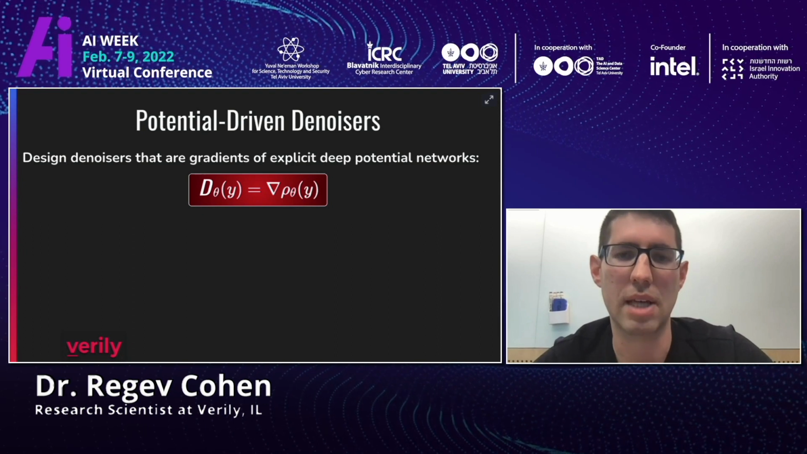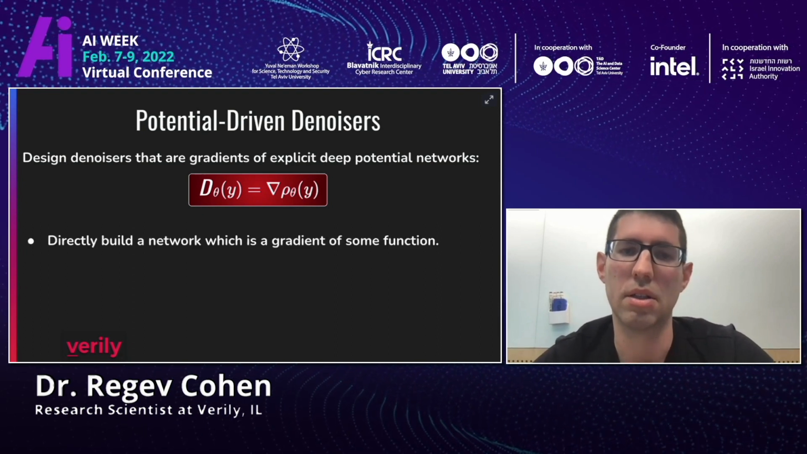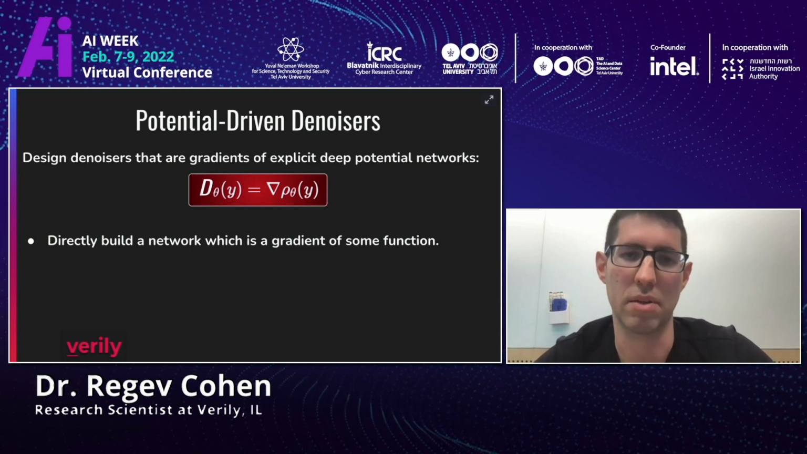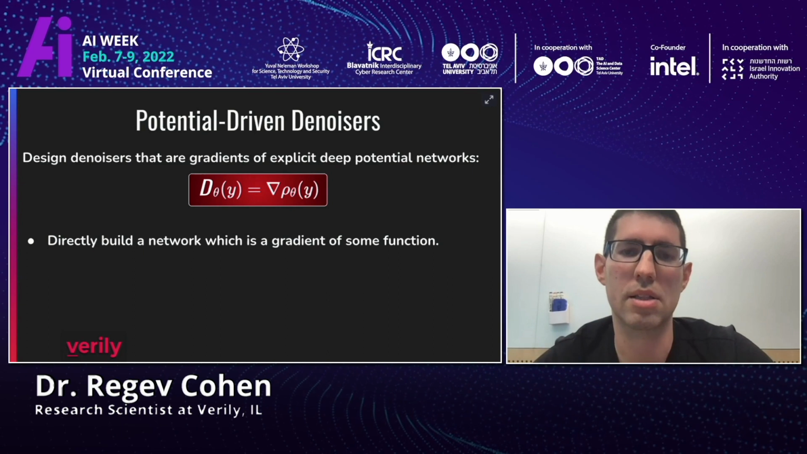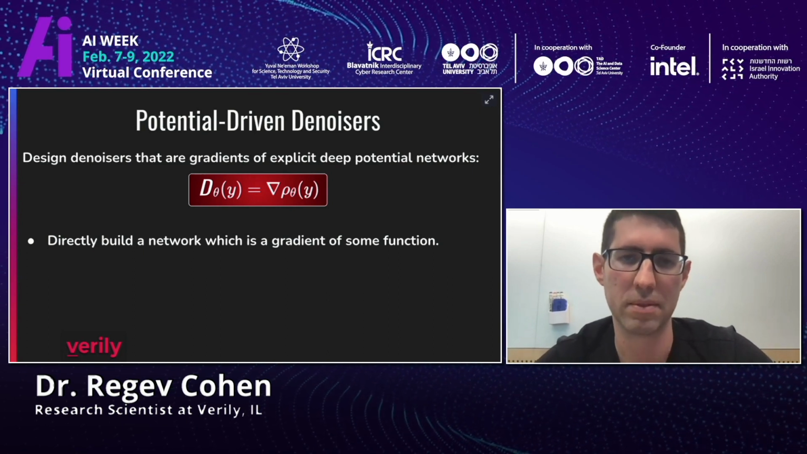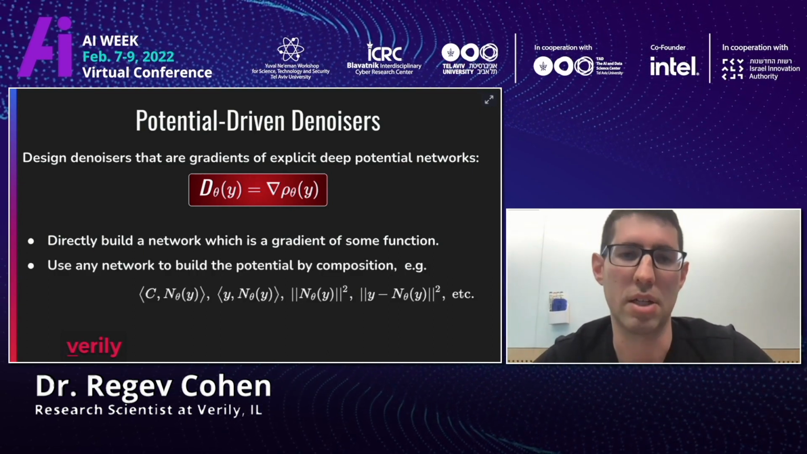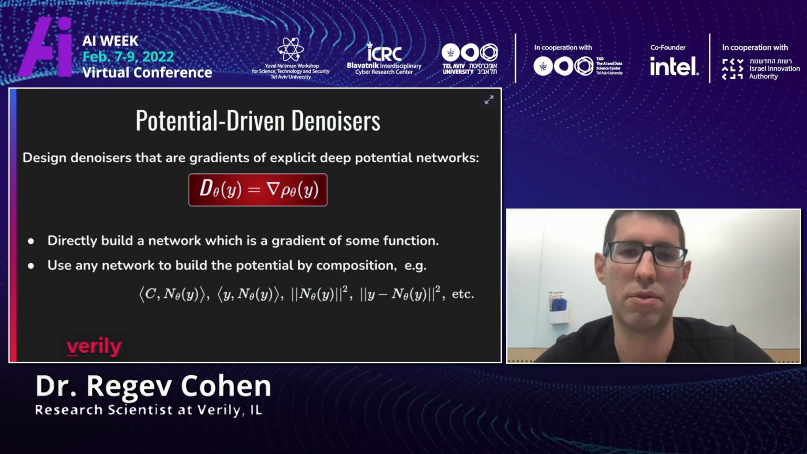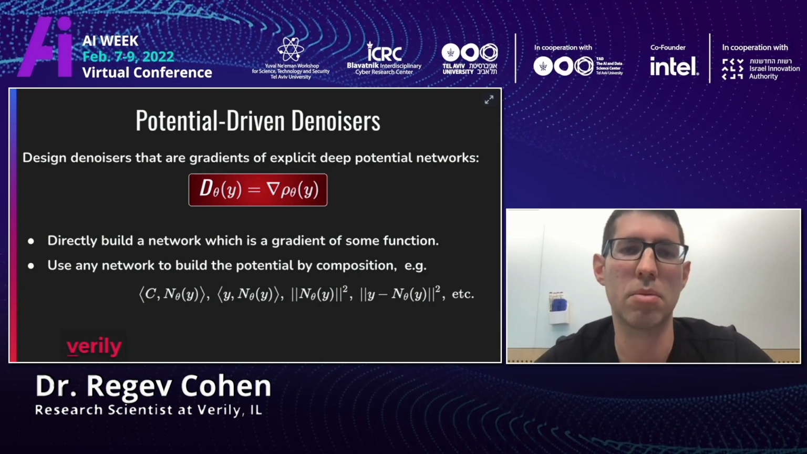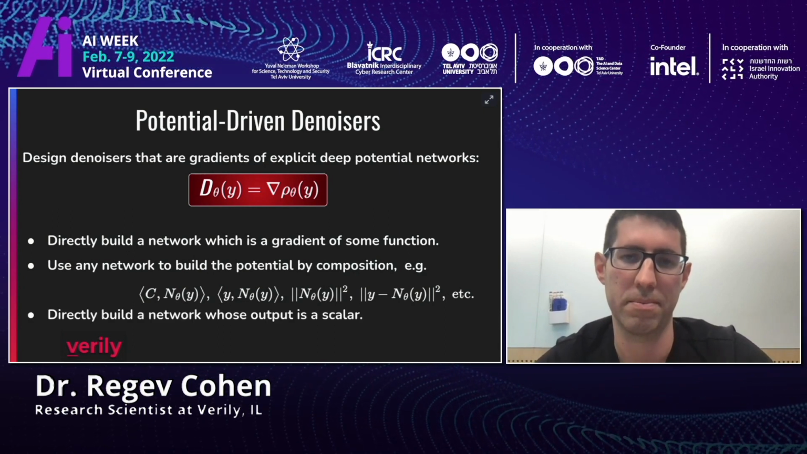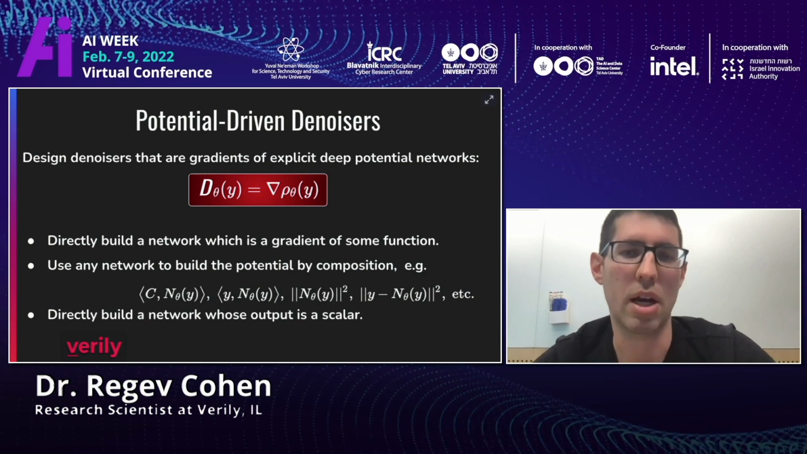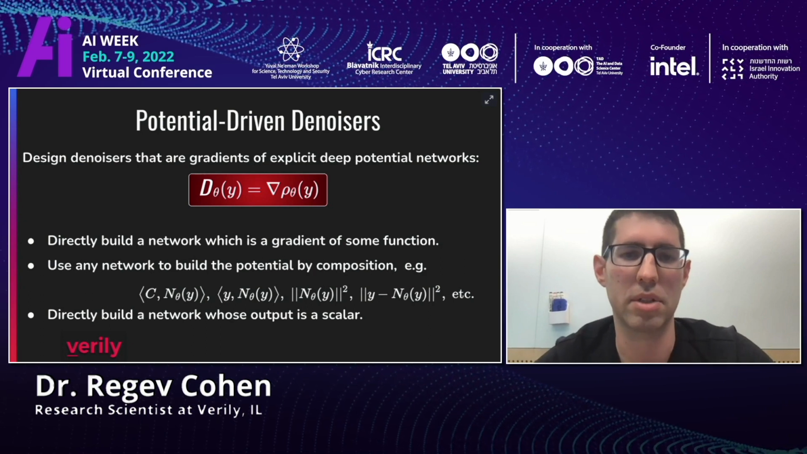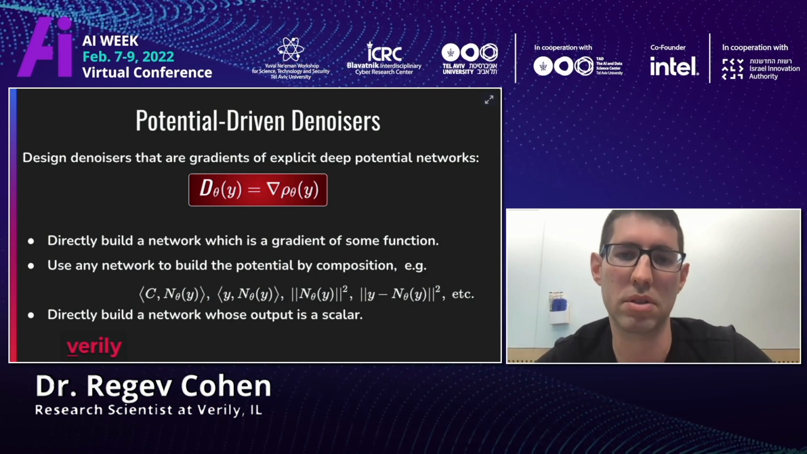There are three approaches to design such networks. The first is to directly design a network that is the gradient of a possibly implicit potential. However, currently there is no feasible way to do that. Another option is to take your favorite network and build our potential by composition, for example, by taking the squared norm of the network. Lastly, the most general approach is to design a scalar-valued network and use its gradient as our denoiser. In this work, we focus on this approach.